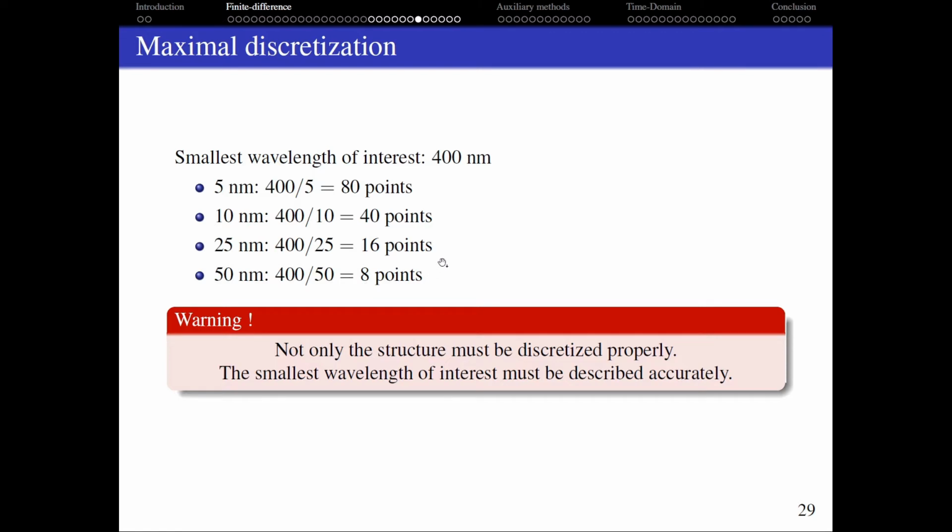And that implies that one must be very careful, because it's not only the structure that needs to be discretized properly, but also the wavelengths that one considers. And this also can affect these wavelengths, sometimes the input wavelengths can be quite small compared to what you actually want to discretize, but we will come back to this after.